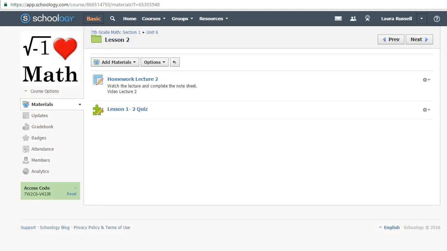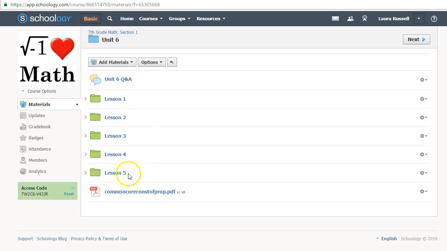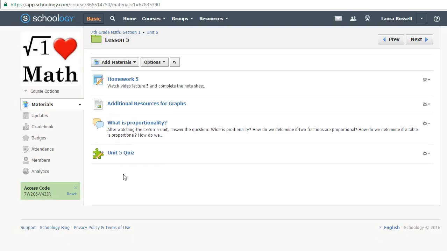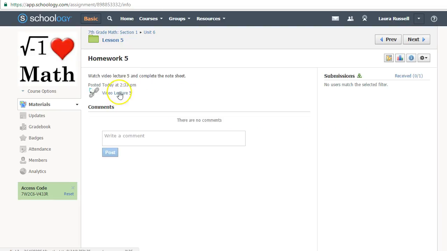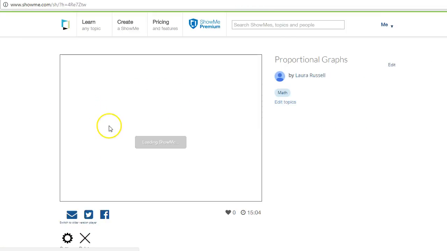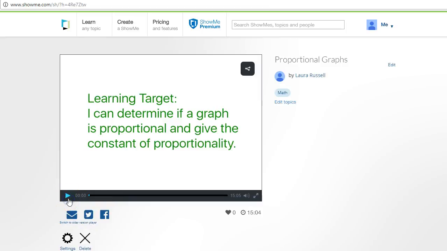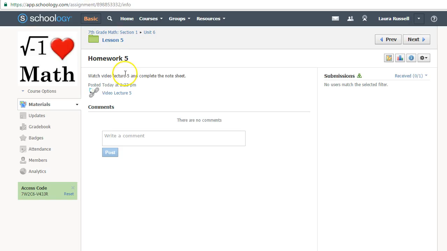And then some of the units or lessons have additional resources in them. So for lesson 5, since this is the last lesson in the unit, I did put some additional resources to make sure that they were understanding before they take their test. So as usual, they would come and they would watch their video lecture and they would take notes. Each of them always starts with a learning target and then goes through examples. But for this lesson, they have a couple extra things.